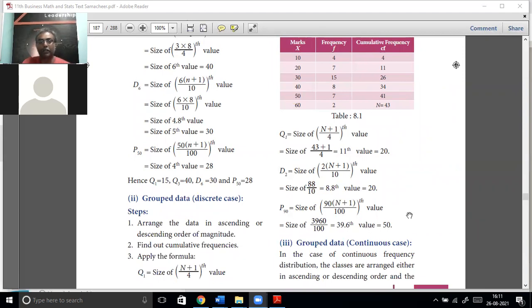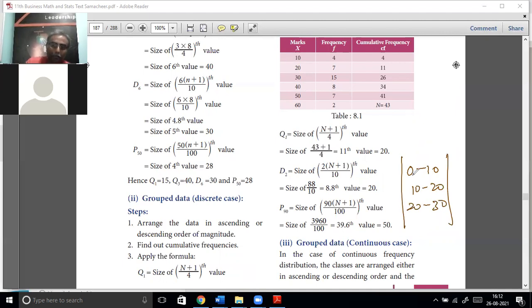Okay, that's all. Now only comes the most important case. Here we are having group data, but this group is continuous. Continuous case means classes like 0 to 10, 10 to 20, 20 to 30 will come. You have to find the cumulative frequency this time also, but you have to use a formula this time. That is the formula I told you last: L plus (n by 4 minus previous cumulative frequency) divided by frequency, the whole into C.